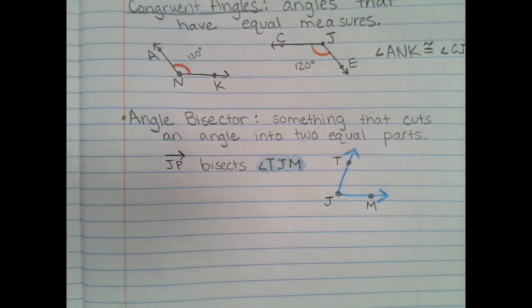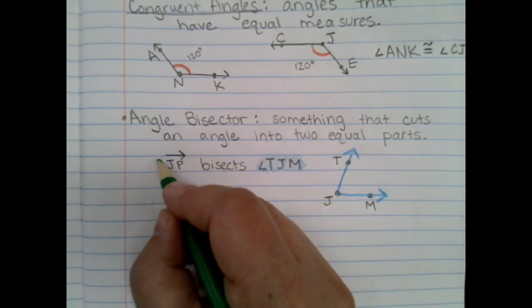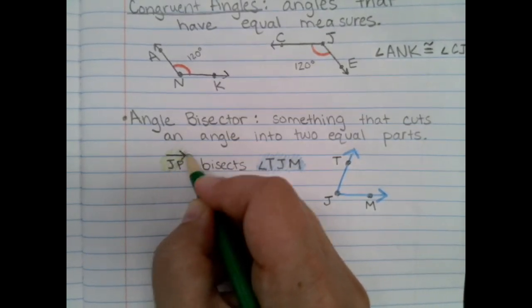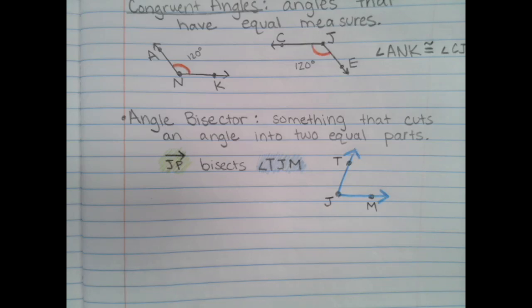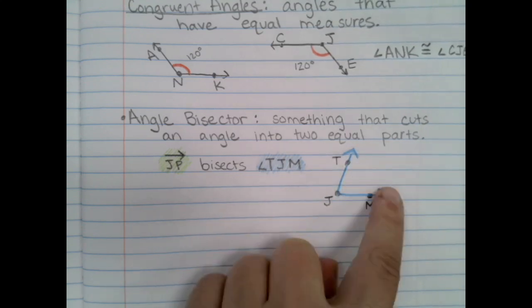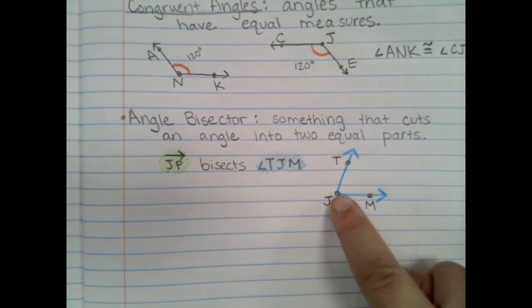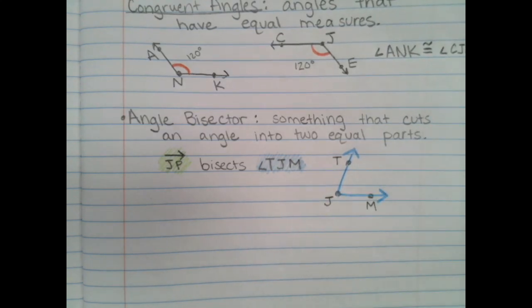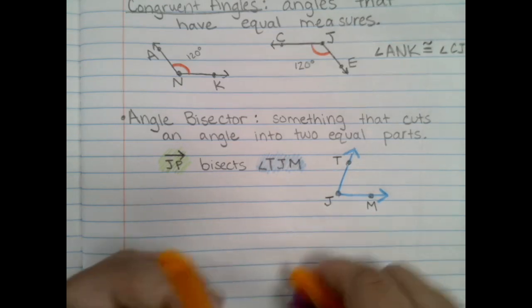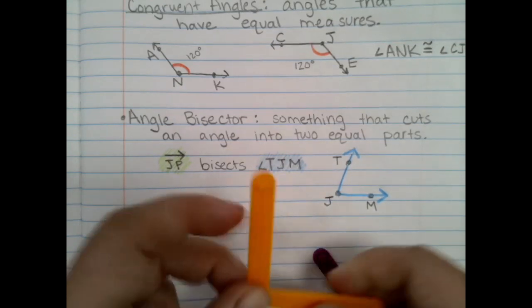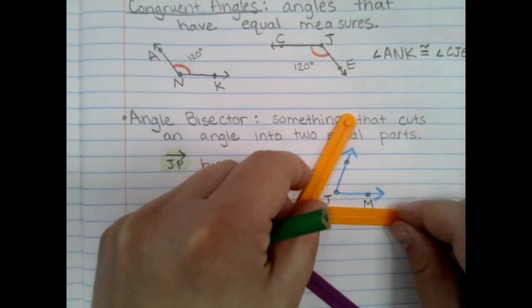All right. Now we have a bisector. We're going to have J to P. And that's a ray. So it's starting at J and it needs to go through P. Where is P going to end up being? Yeah, somewhere inside. It's going to have to be inside somewhere. So we're going to have to think about where that line would go to cut it in half. And if you visualize this, here I have TJM, looks something like that.